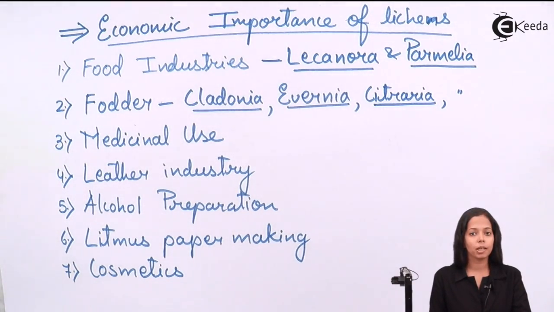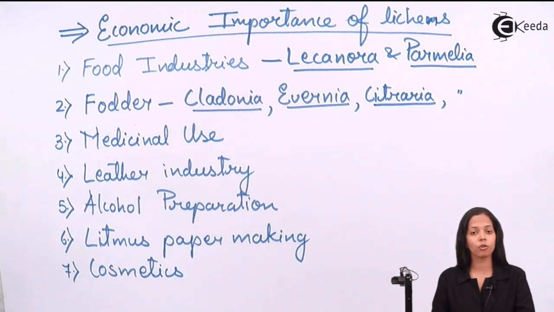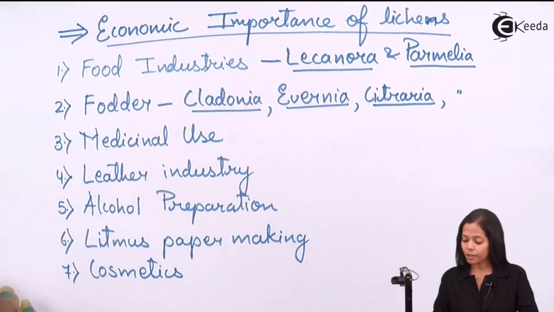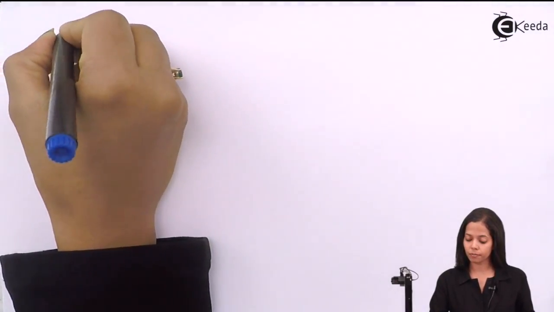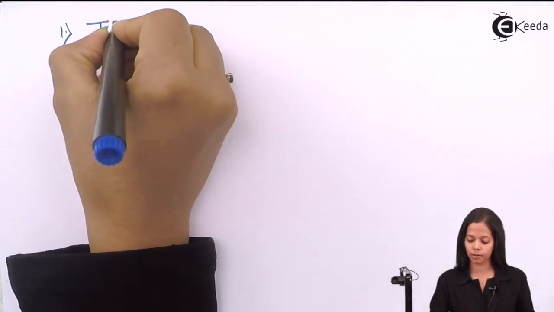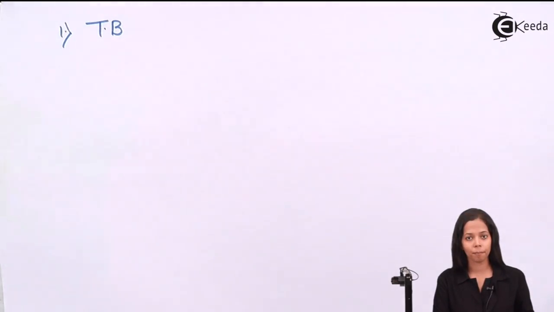Next is medicinal use. Medicinal use is for various purposes, to treat various diseases. Now let's see which lichens are used to cure which kind of disease. Speaking about the first, tuberculosis, that is TB. In case of TB, the lichens used for curing it are Lobaria and Cetraria.